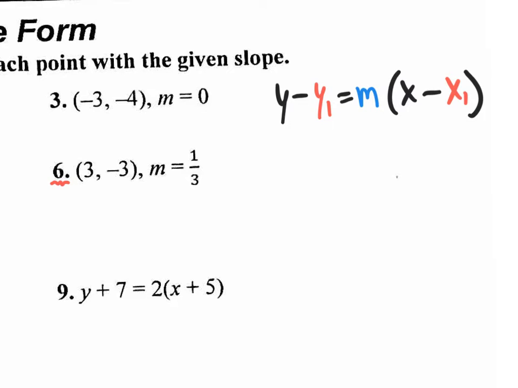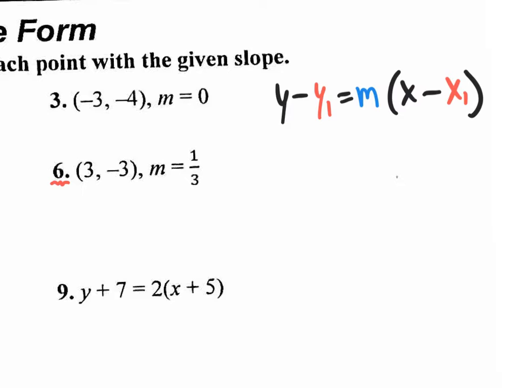Why do we call it point-slope form? Because you could clearly see the point x1, y1. This is a coordinate, and you could clearly see the slope. If it's organized like this, you could see your point and your slope. That's why we call it point-slope form.